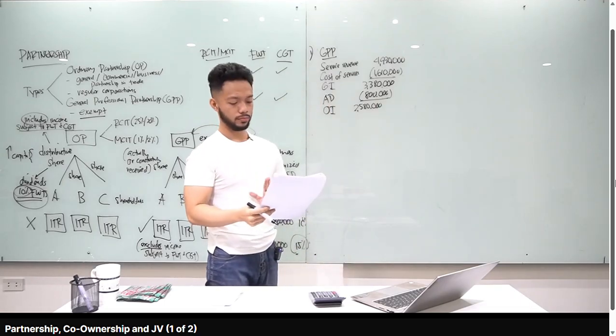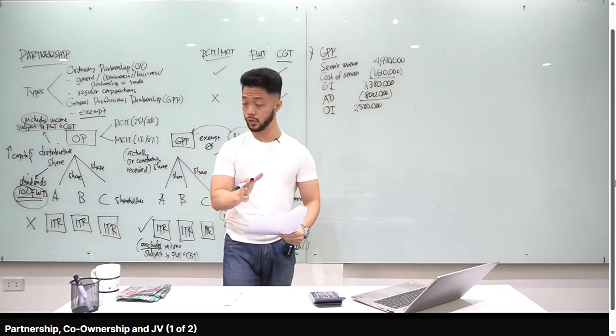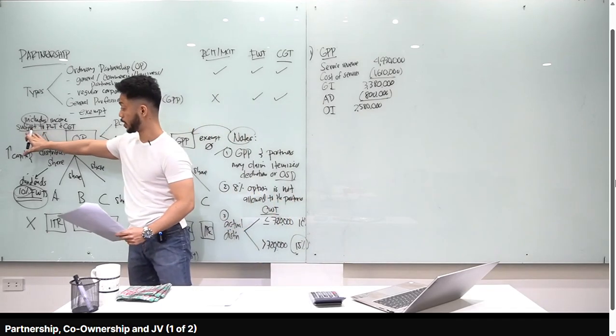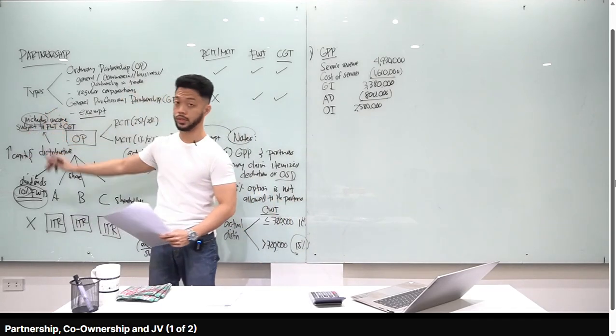Plus, ito yung sinabi ko kanina na yung distributive share, whether OP or GPP, includes income subject to final withholding tax and capital gains tax.